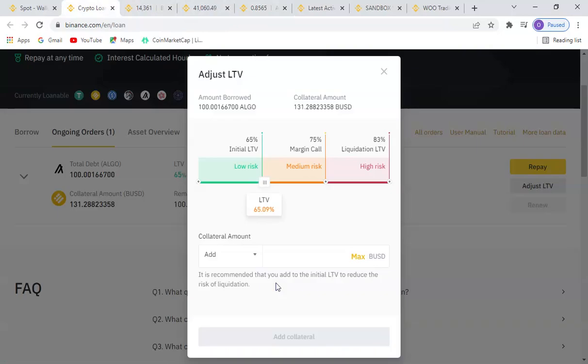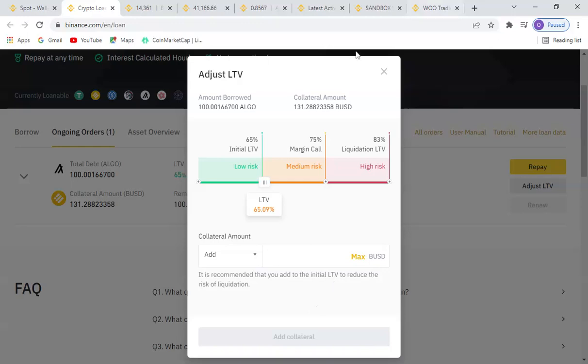The LTV is the loan to value ratio, which lets you know whether your loan is at low risk, medium risk, or high risk. You can decide to add or remove collateral in scenarios where your collateral has appreciated in value, or the total amount of collateral you use has depreciated in value. For stablecoins, the values are very stable, and for the crypto loans, you need to pay like that.